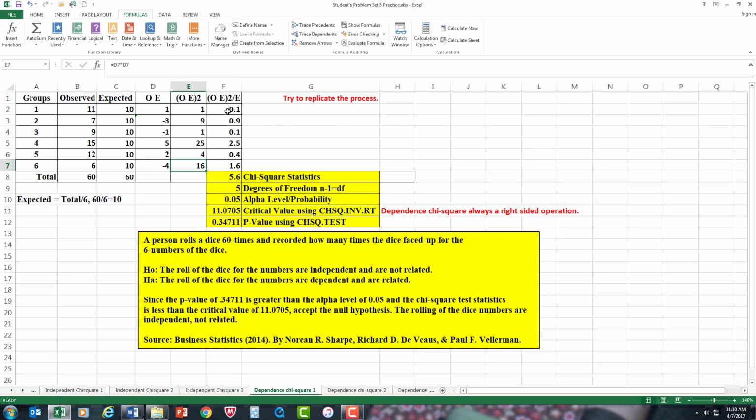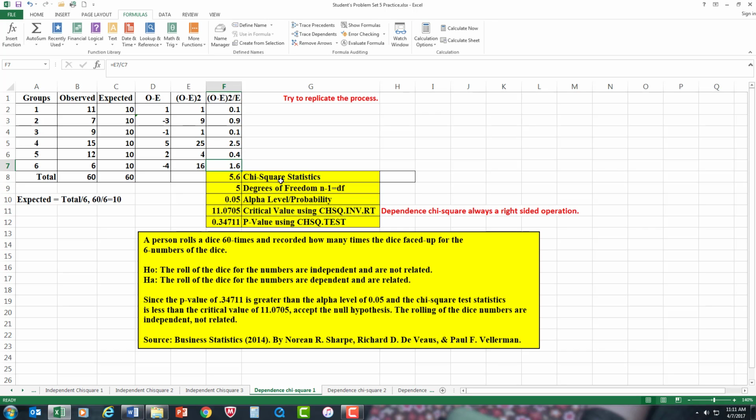Then, of course, once you finish getting the squares, you have to take the square and divide it by the expected value of that particular group. In this case, 10 will be the number used for all. So in this case, it was E2 divided by C2, or 1 divided by 10, and this is the number you came up with. You can do it for all the others like that to come up with the numbers for that column.